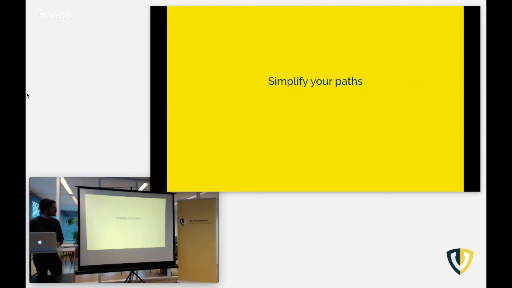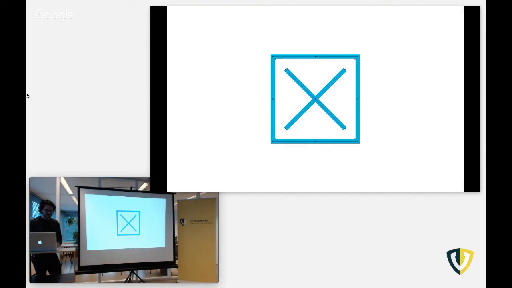Another one, something that I often see: simplify your paths. Of course, if you're an illustrator drawing a lot, you need a lot of points to make sure you can snap on it. But before you know it, you end up with a lot of points. And that's actually the thing that happened with the first image I showed you.